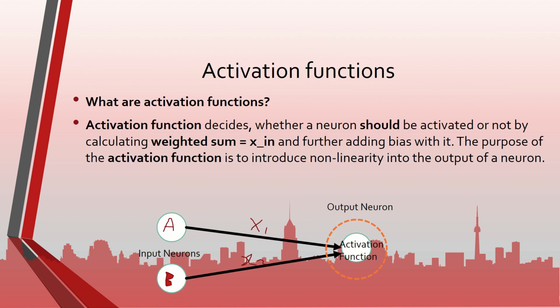Okay, let's look at this example. The perceptron, in order to produce its output, will need an activation function. So what is an activation function? An activation function decides whether a neuron should be activated or not by calculating the weighted sum, which is this one, and further adding bias to it. The purpose of the activation function is to introduce non-linearity into the output of a neuron.